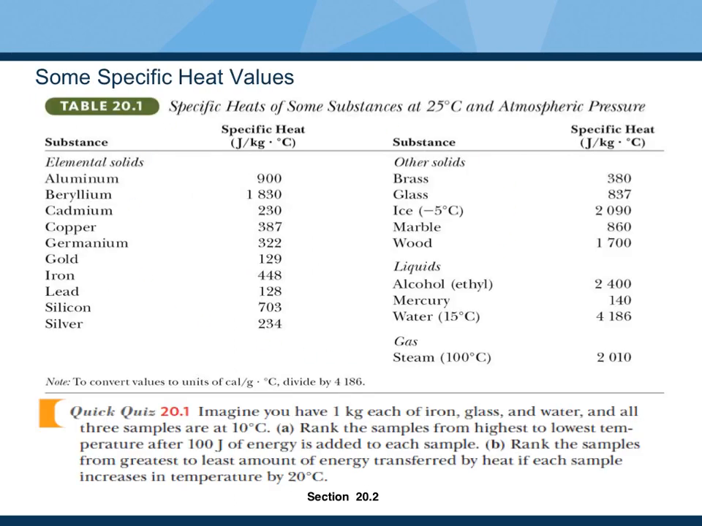This table shows the specific heat of some substances. You may notice that water at 15 degrees Celsius has a specific heat of 4186 joules per kilogram degree Celsius, which is relatively high among other substances. It makes water a very good cooling agent.